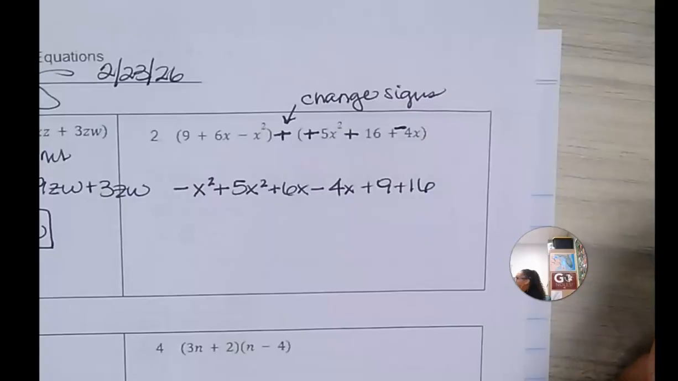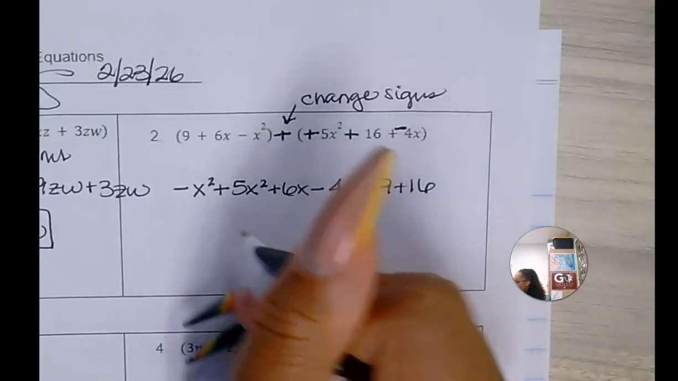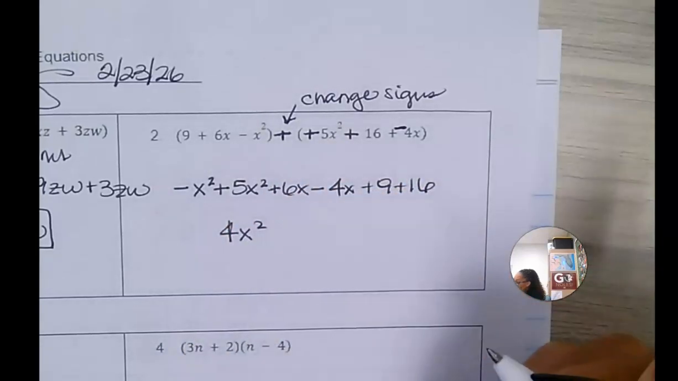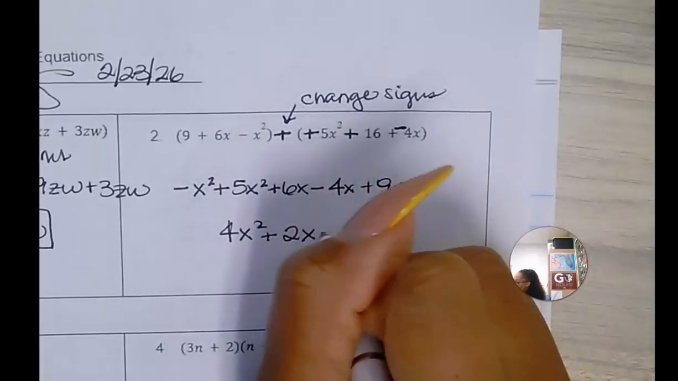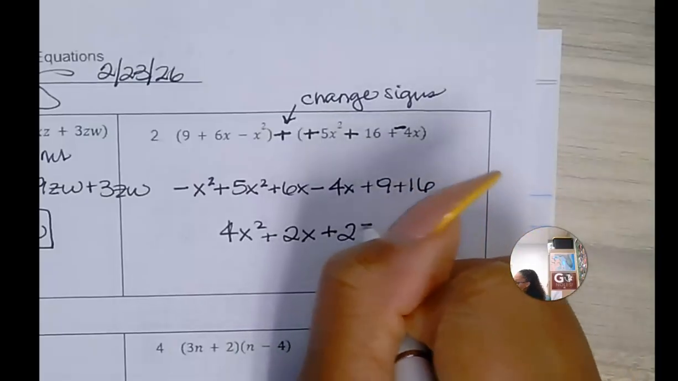Now we do the combination of like terms. Negative x squared plus 5x squared is what? Good. 4x squared. Then what goes in the middle? Plus 2x. Thank you for keeping it positive. Then what? Plus 25.